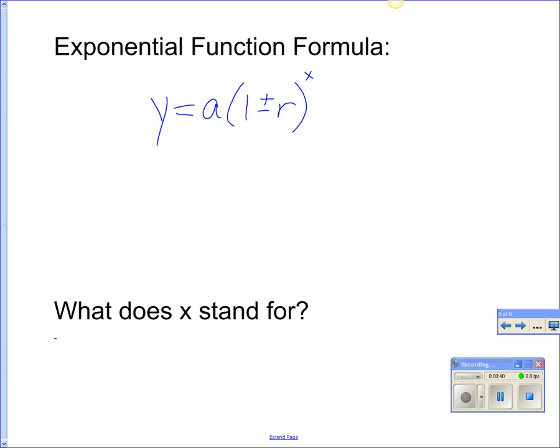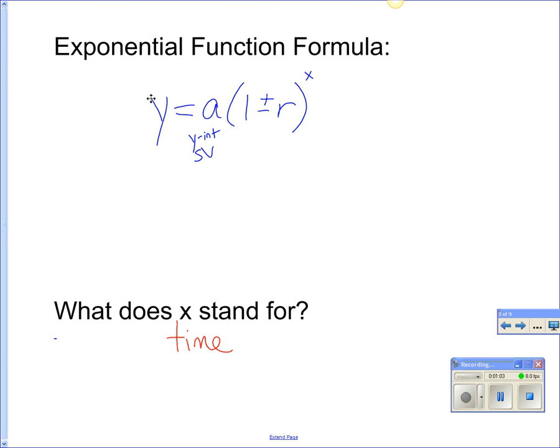Okay? And what does the A stand for? What else? Starting value. So those two words are the same thing. So A is your y-intercept or your starting value. Okay, good. All right, we haven't talked about this yet. What does the x stand for? X is the time.